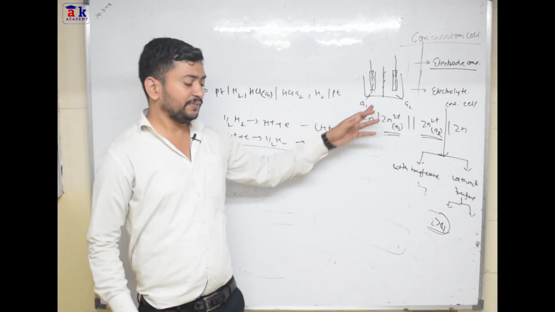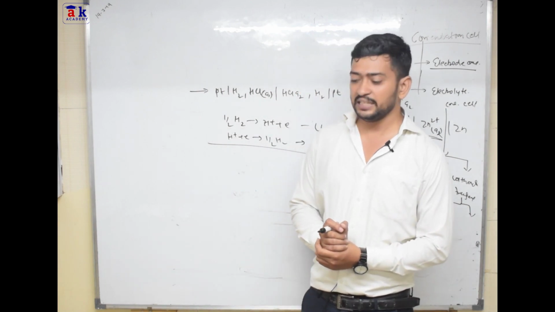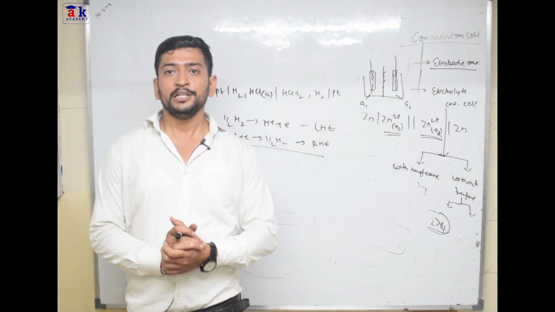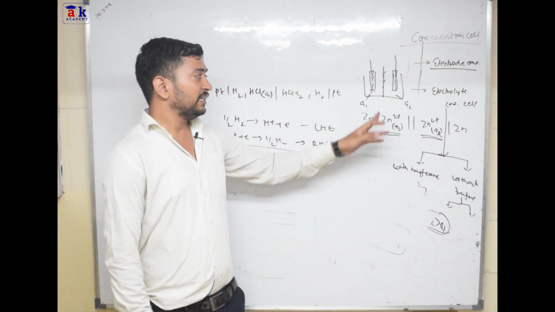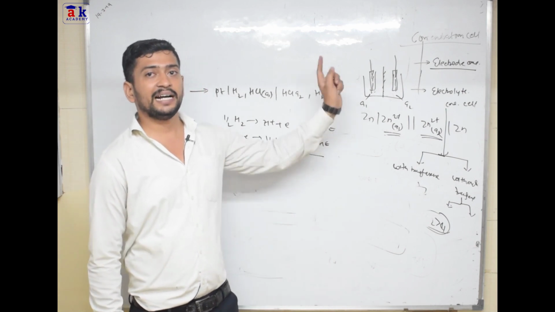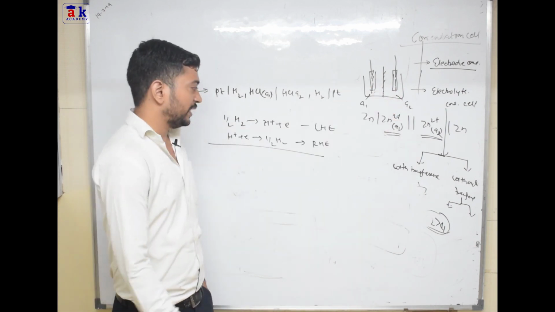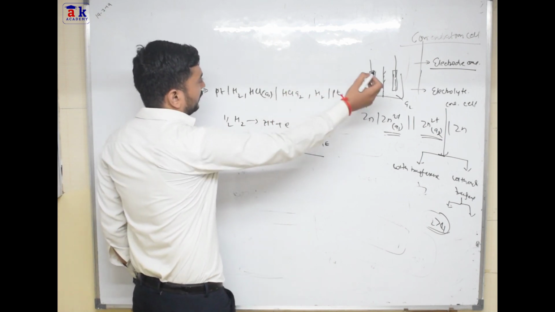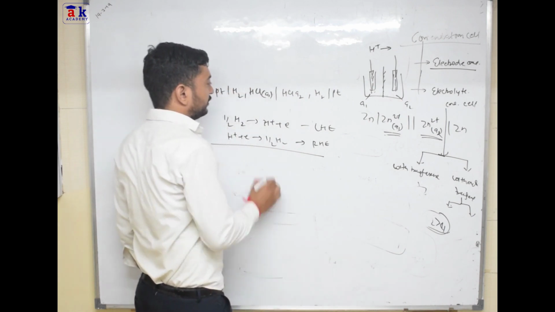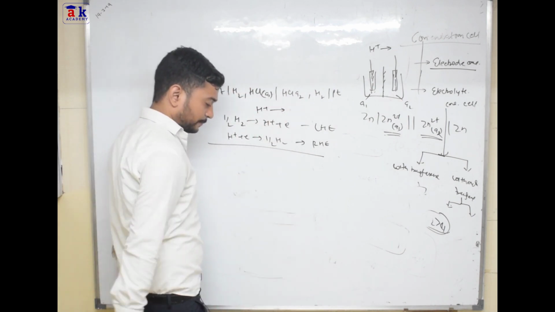If the solutions are in contact with each other, definitely the ions are free to move from this compartment to that compartment. So in this case, H+ can migrate from A1 to A2. Definitely that will migrate. So H+ will migrate from A1 to A2. So H+ is migrating here from left to right. Here let me write over here, H+ is migrating from left to right.